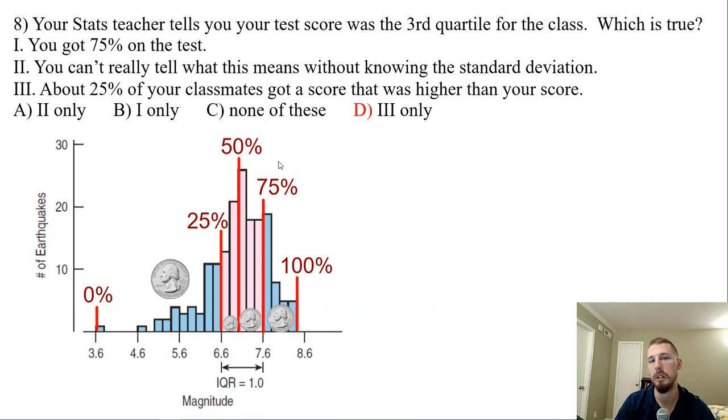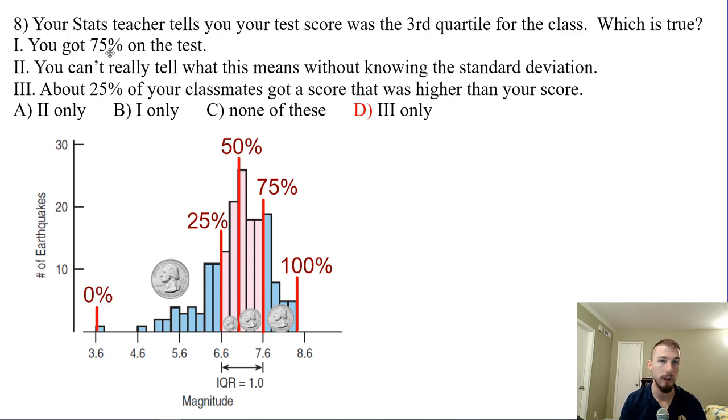Number 8, your stats teacher tells you your test score was in the 3rd quartile for the class. What is true? So remember, our quartiles are breaking the data down into chunks of 25%. So if you scored in the 3rd quartile, that means you're at the 75th percentile, which means you scored better than 75% of people, but not as good as 25% of the people. That's what that means. So it does not mean that you got a 75% on the test.